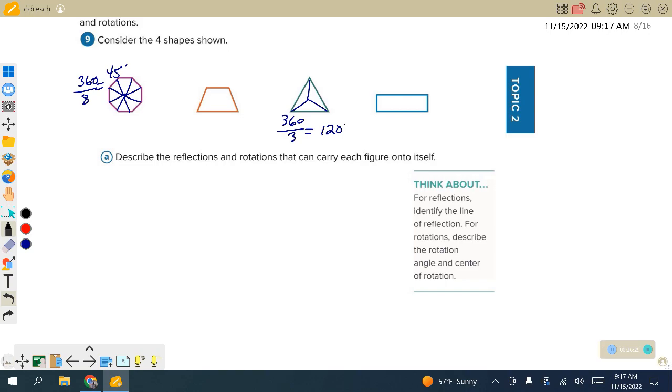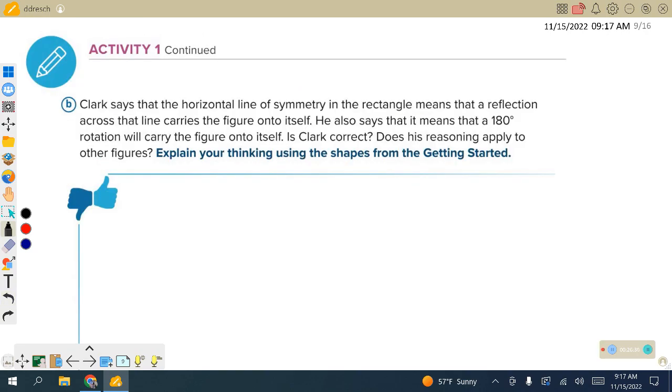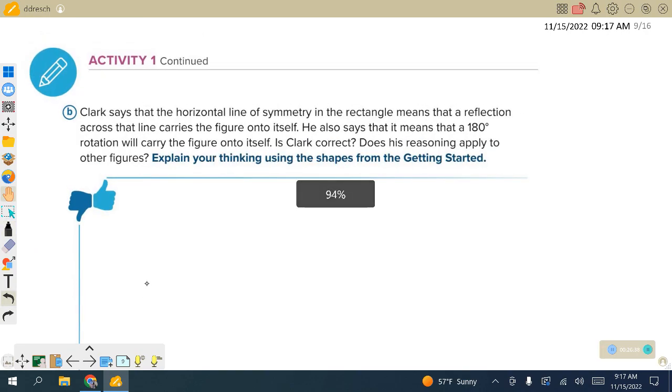So this has a 120 degree angle of rotation. Okay. All right, let's continue on here. Let's see what else we got, because we talked about reflections out the wazoo with those. Anything worthwhile on this side?